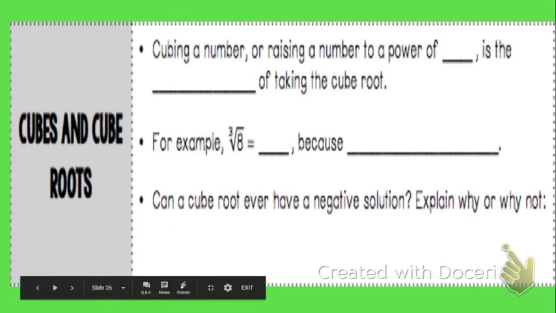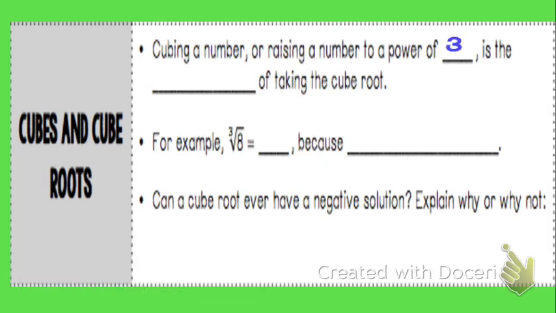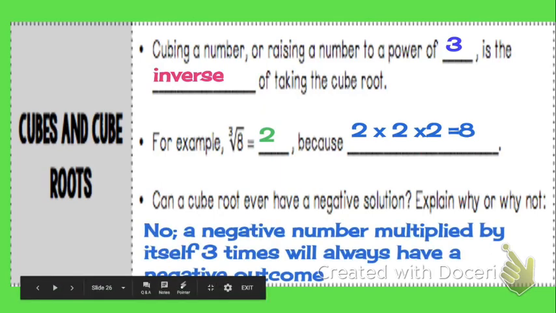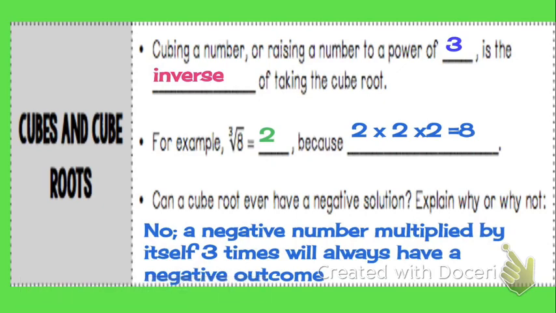So when we're looking at cubes and cube roots, cubing a number, or raising a number to a power of 3, is the inverse of taking the cube root. For example, the cube root of 8 is equal to 2, because 2 times 2 times 2 is 8. So, can a cube root ever have a negative solution? Explain why or why not. Well, the answer is no, because a negative number multiplied by itself 3 times will always have a negative outcome.